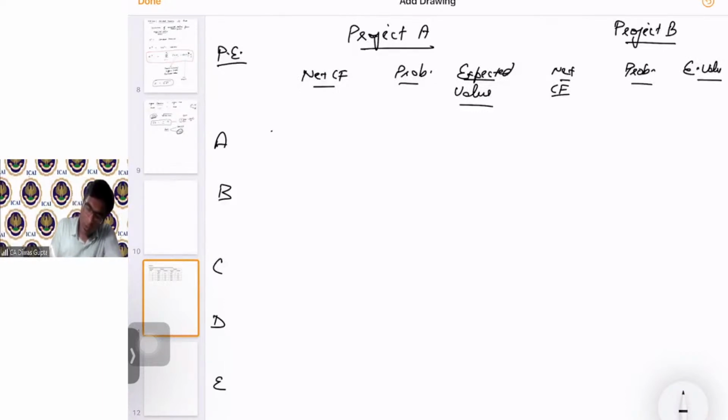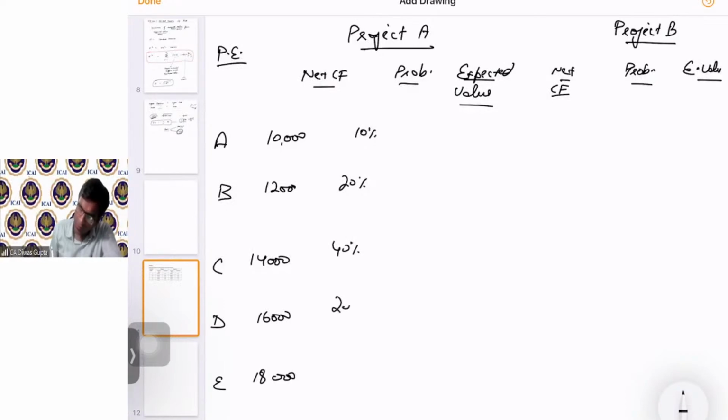Net cash flow, again copying from the question itself: 10,000, 12,000, 14,000, 16,000, and 18,000. Probability: 10, 20, 40, 20, and then again 10.